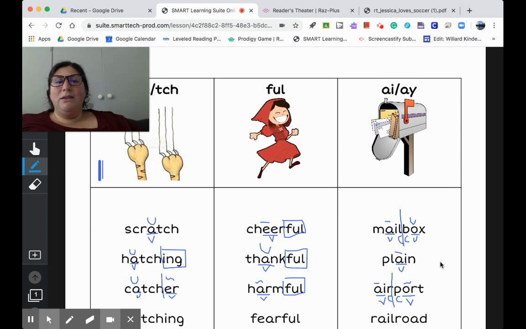Please note the two that I think are a little tough for us are mailbox, because that's a cutting pattern, and airport as well. That's a cutting pattern too. Tomorrow at our Google Meet, we're going to do a little bit of cutting pattern review, and a little dictation.